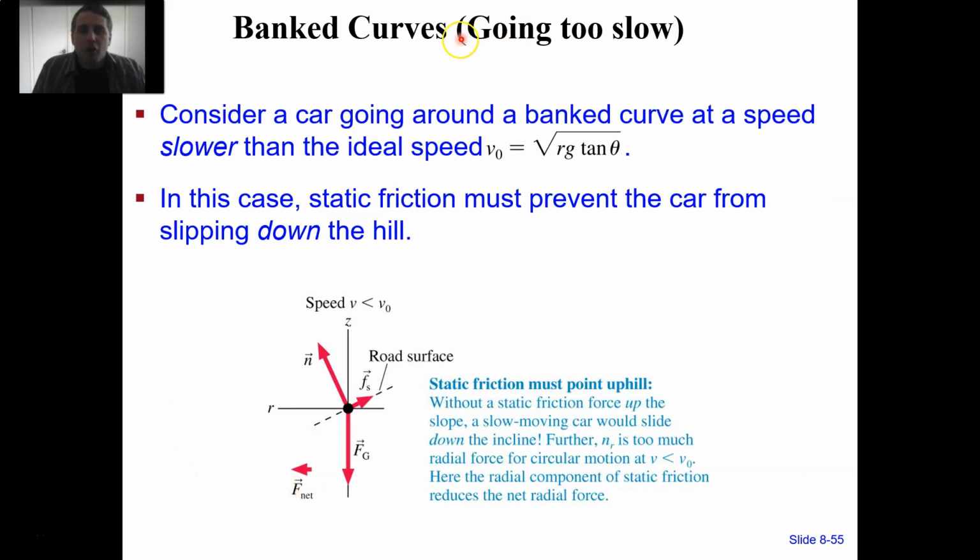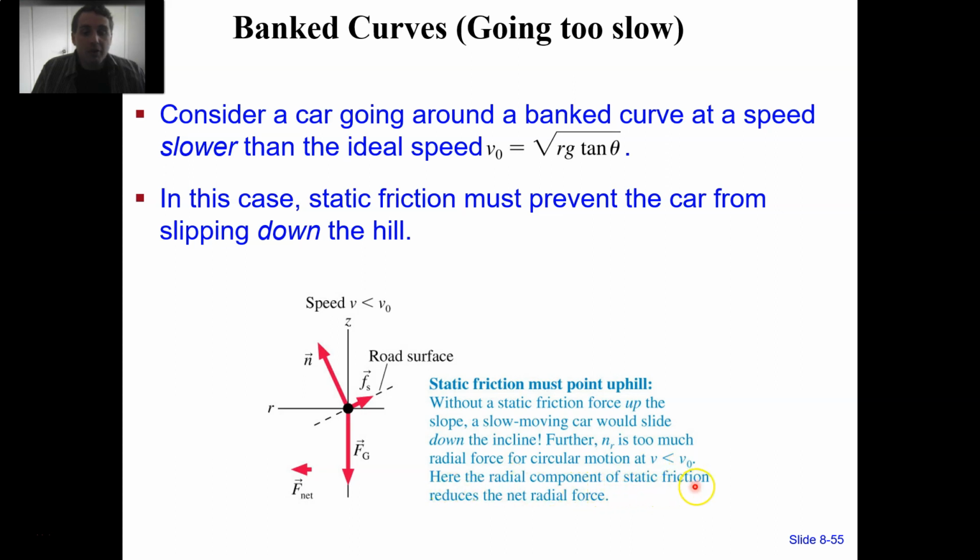Now, how about if the car is going too slow? Well, the static friction force is going to be directed up the road surface because the car is going slower than this V0 equals the square root of RG tan theta. In this case, the static friction must prevent the car from slipping down the hill. The normal force and the gravitational force are still in the same direction, but now the net force is pretty small because the car is going slower than ideal speed. So the static friction points uphill because without the static friction up the slope, a slow-moving car would slide down the incline. The normal force is too much radial force for circular motion when V is less than V0.